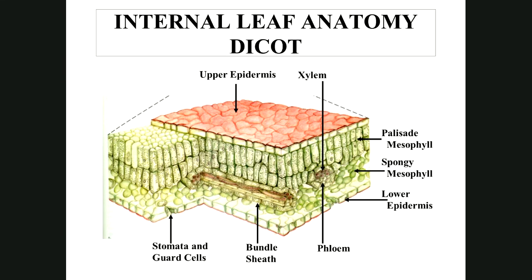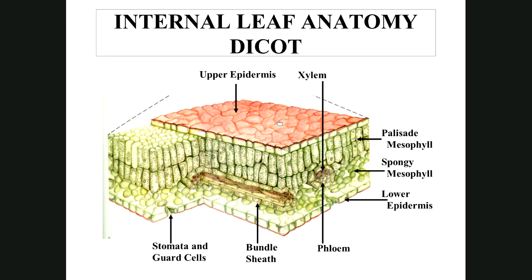Here's the cross-section. Starting off at the top and the bottom, here's the upper epidermis at the top and the lower epidermis at the bottom. Neither one of those has chloroplast in them. They are there to produce this little red waxy layer on the surface to help waterproof the leaf so it doesn't lose moisture very easily through the epidermal cells.